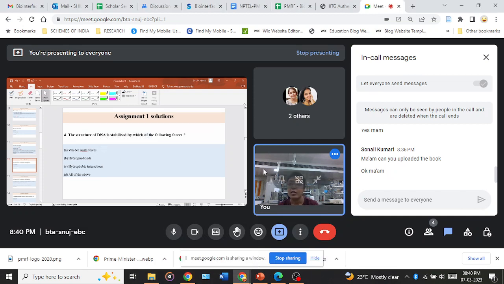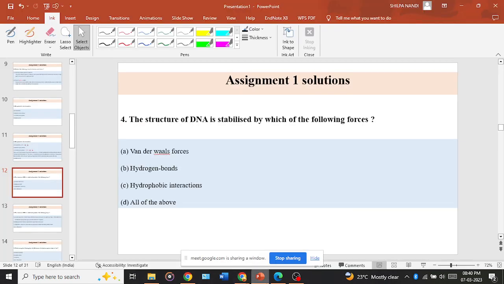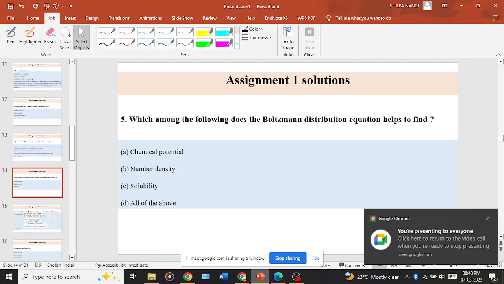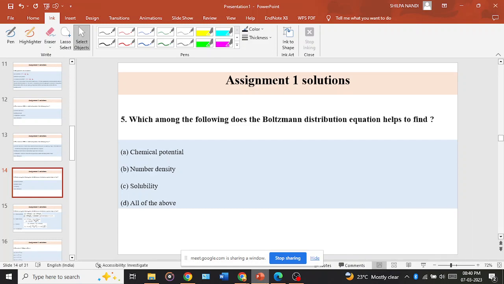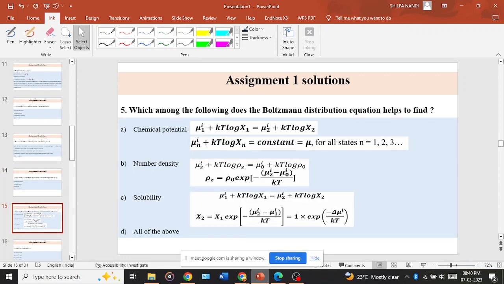Okay. Next was, which among the following does the Boltzmann distribution equation help to find? The Boltzmann distribution equation helps us find all of the above, that is the chemical potential, number density, as well as the solubility. We solved one question relating to how the Boltzmann distribution equation helps to find the solubility. These were the equations involved for finding the chemical potential, number density, and solubility.